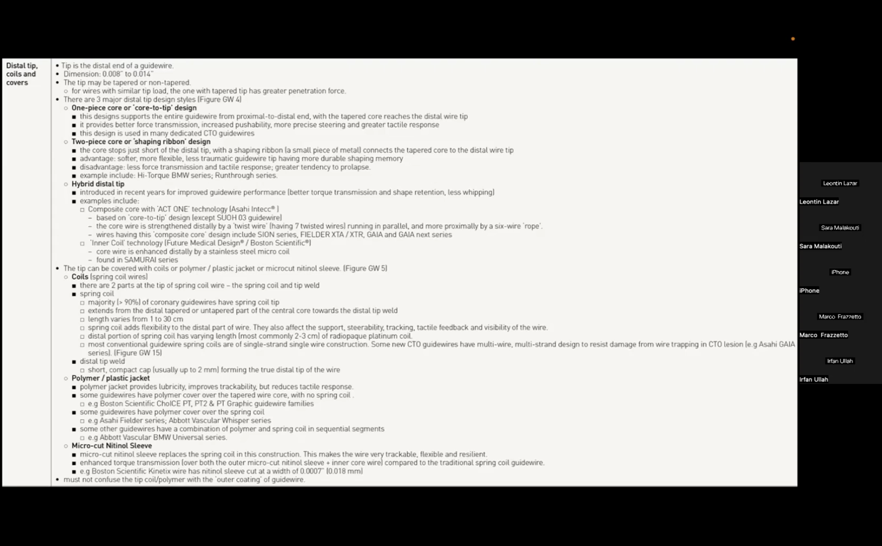For example, the polymer jackets can easily negotiate calcific lesions, but they are more likely, because of the less good tactile sense, to go under the plaque. While the coil tips, which are used in more than 90% of the guide wires, give flexibility, and in the distal portion they have a radio-opaque platinum coil.